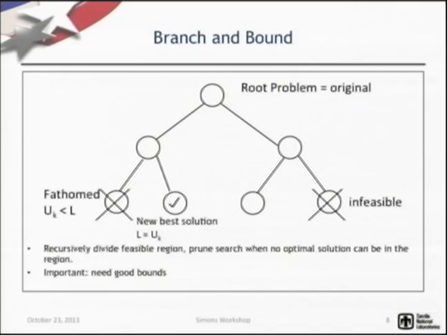And alternatively, if you have an upper bound for the region that's worse than the best bound that you found anywhere in your search, then you know that nothing in it is interesting, and you can throw it away. That's called fathoming. And in order for this tree to actually terminate in a reasonable amount of time, you need to have good upper bounds.